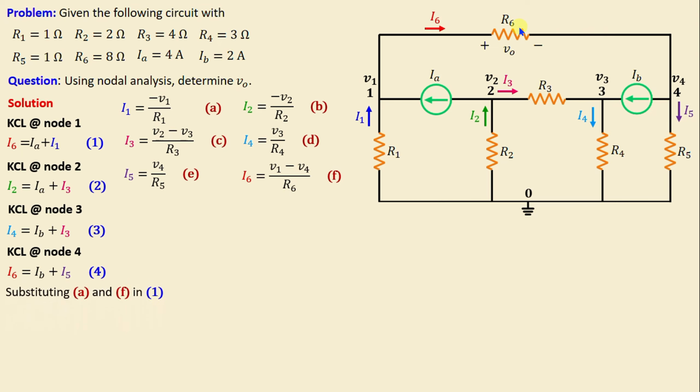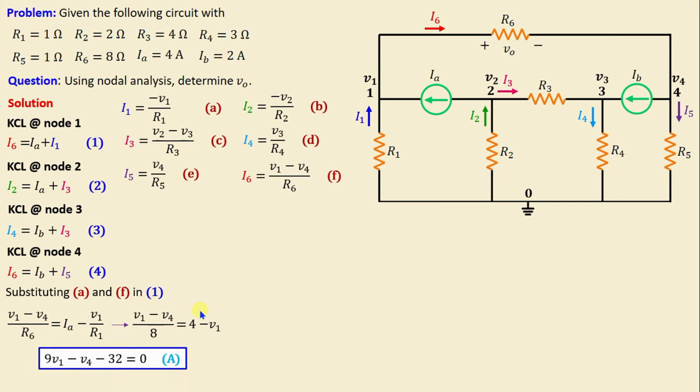Now, by substituting A and F in 1, we can write (V1 minus V4) over R6 is equal to IA minus V1 over R1. And if we replace the resistors R1 and R6 and the current IA with their numerical values, we obtain this expression. If we continue simplifying this equation, we finally obtain 9V1 minus V4 minus 32 is equal to 0.